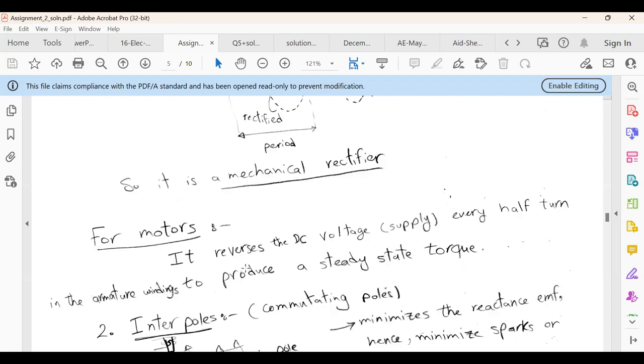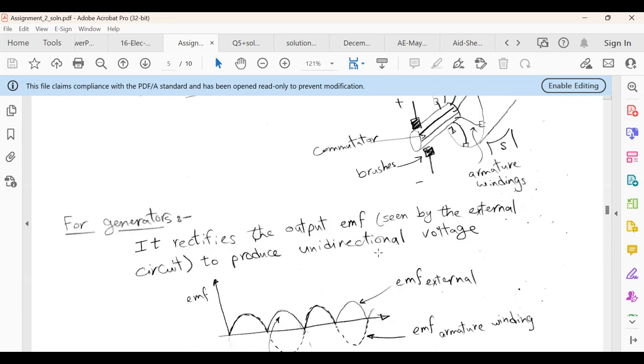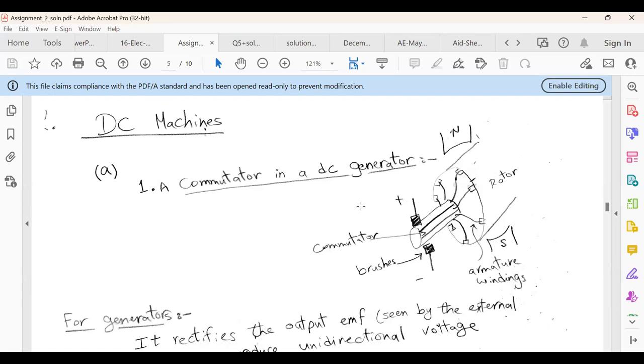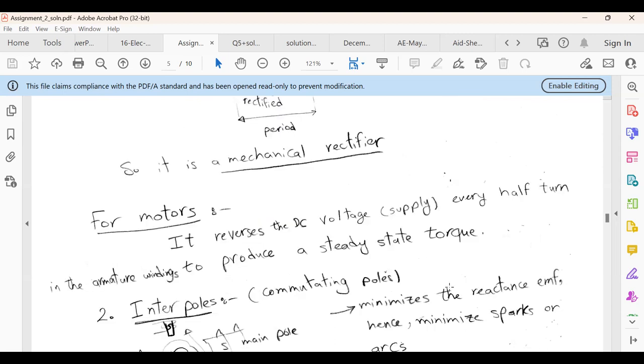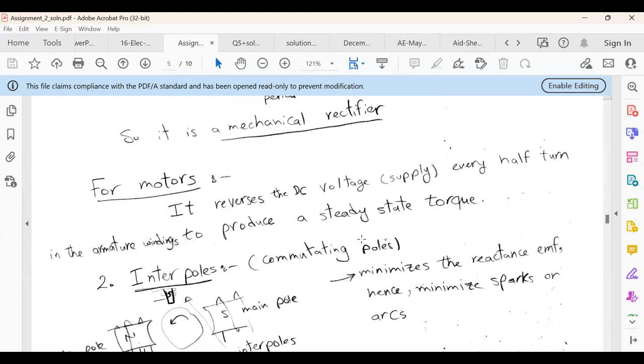For the motor, it's the opposite, right? You have a DC source here, and you are trying, using your segments, to have AC values inside. Okay. Once you have the AC values, your motor can rotate. Okay, so it reverses the DC voltage. It's actually doing the reverse of what the generator is doing, until you are producing torque, actually steady state torque.